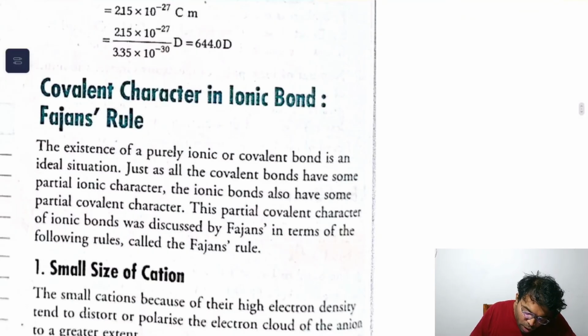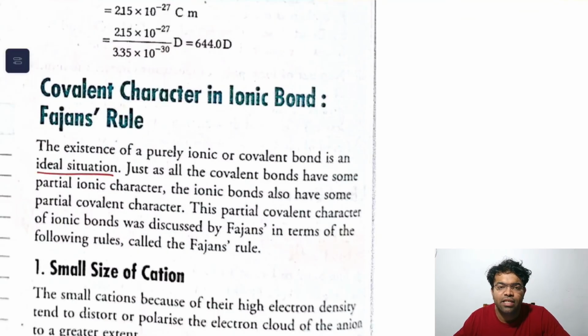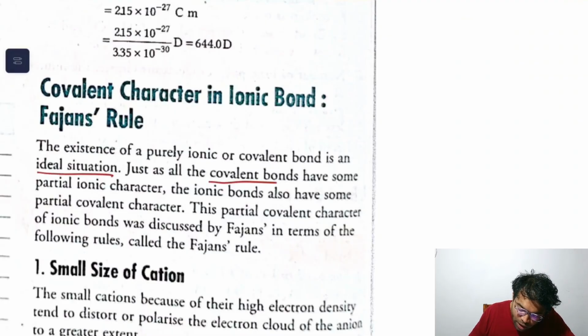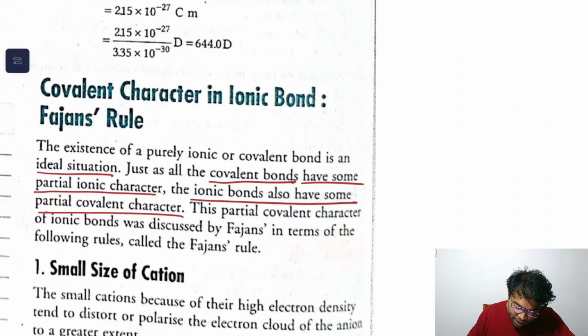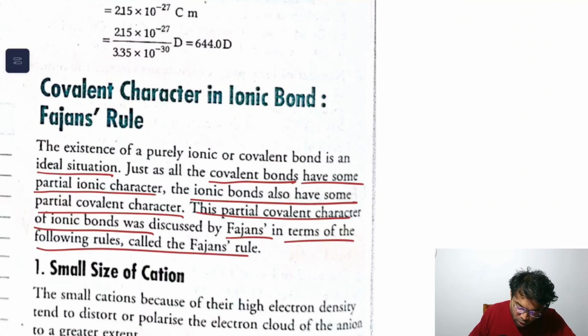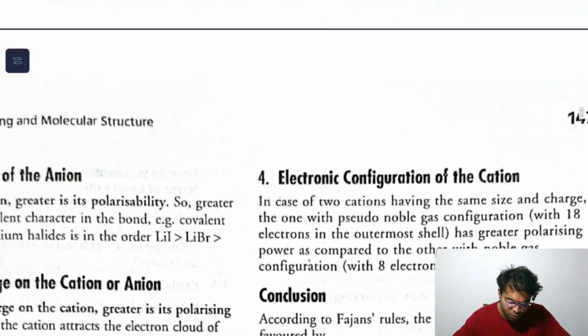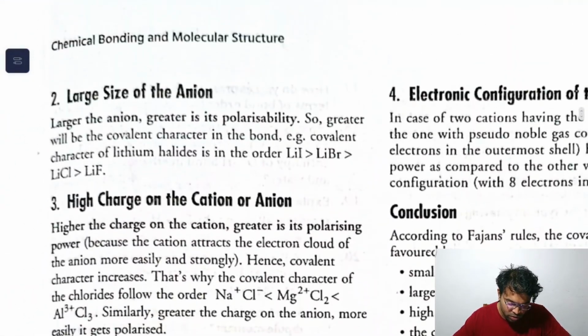The extent of purely ionic or covalent bond is an ideal situation, and we know that nature does not have ideal situations at all. Just as all the covalent bonds have some partial ionic character, the ionic bonds also have some partial covalent character. This partial covalent character of an ionic bond was discovered by Fajan in terms of the following rules. These are known as Fajan's rules. There are, I think, four rules of Fajan. Yeah, no, three rules of Fajan.